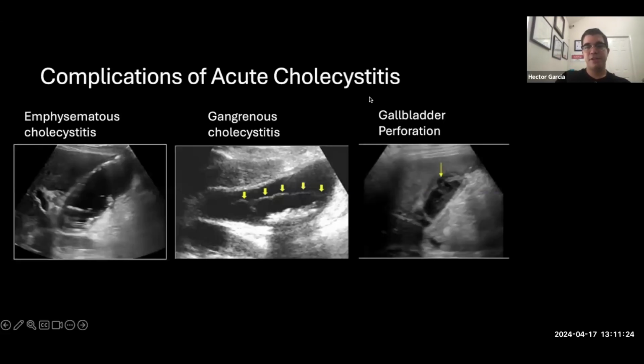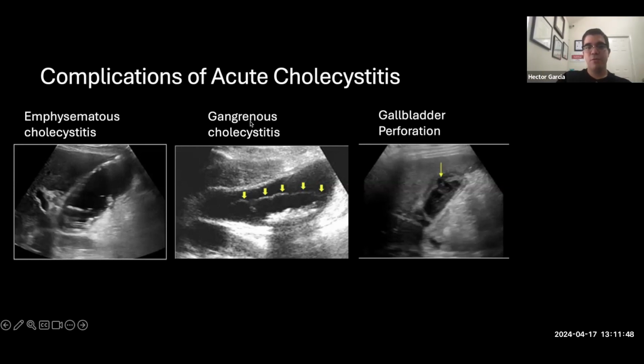Now, complications of acute cholecystitis: we see emphysematous cholecystitis. That's the first one, which means gas in the gallbladder. Gas in ultrasound is sometimes seen as these rays in here. It shows very hyperechoic, kind of reticular rays in the gallbladder. This is emphysematous cholecystitis. It is a surgical emergency.